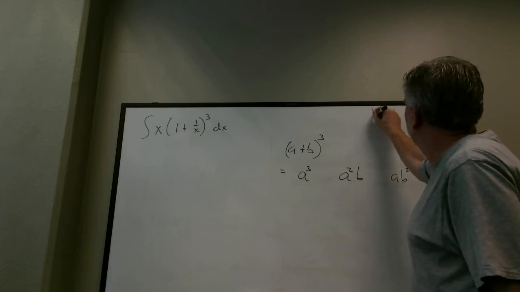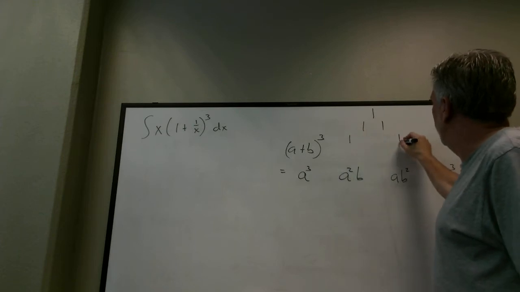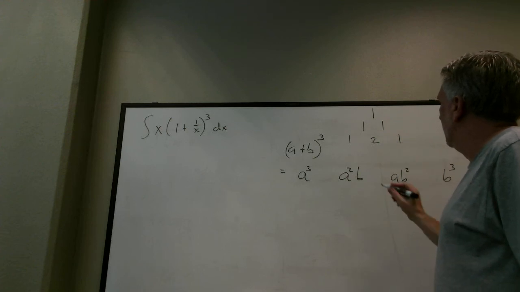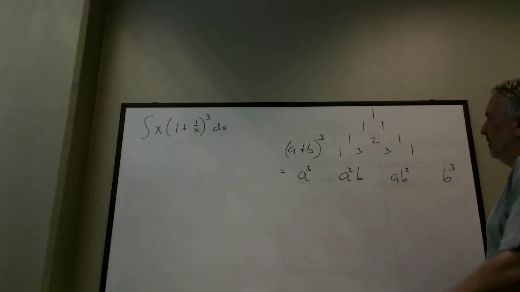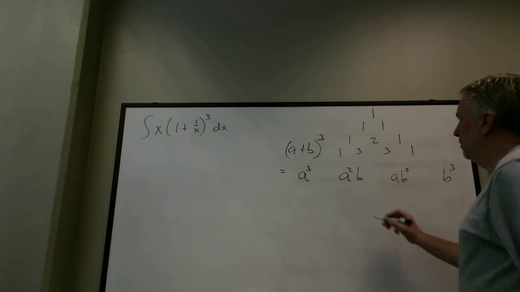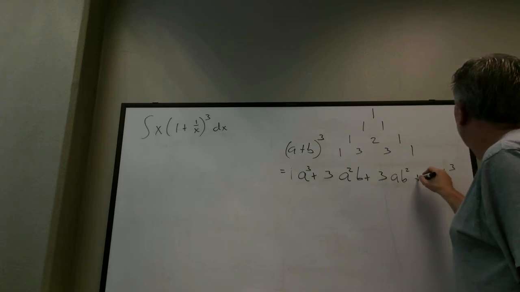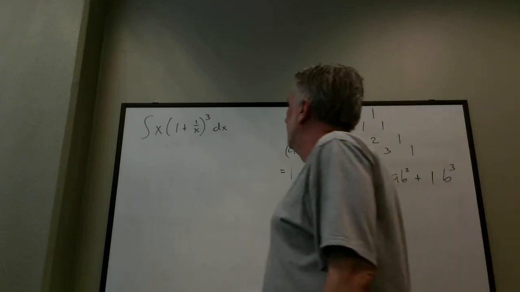Remember Pascal's triangle, you have a 1, 1, 1. And you always have a 1 on the ends, and then you get the number underneath by adding the ones above. So 1 plus 1 is 2. The next one will be 1, 3, 3, 1. And because this is a cube, this is the one used for cube. So it's 1, 3, 3, 1. So that's how you cube a binomial.